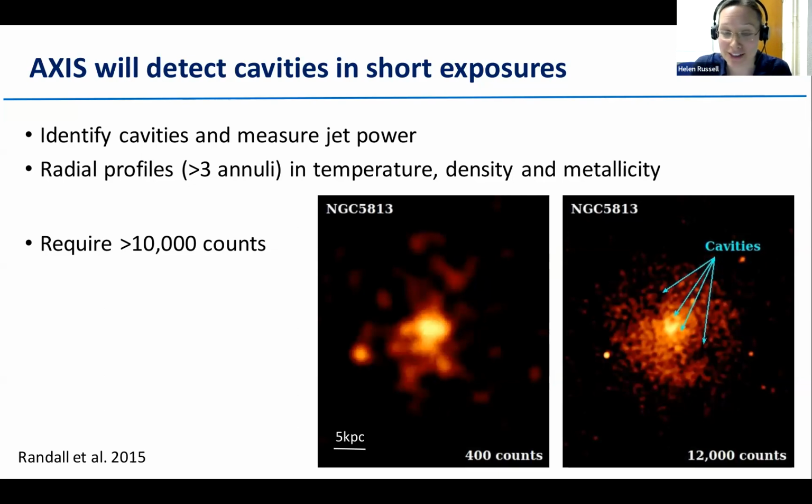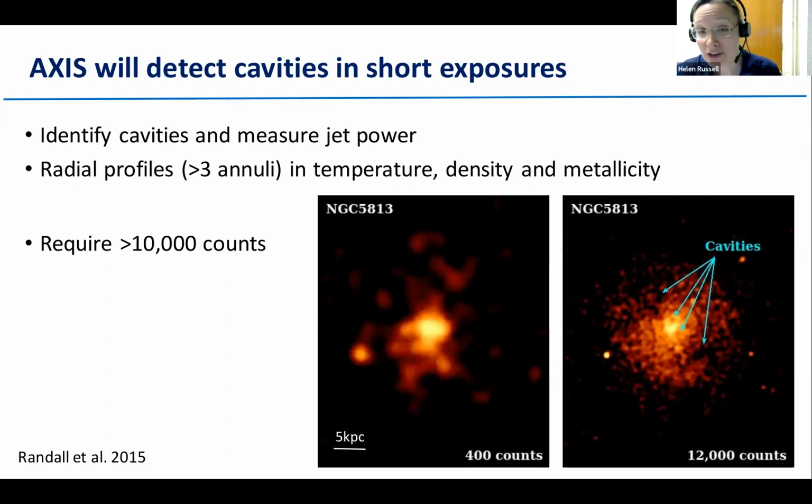But these are two little snapshots of NGC 5813. The one on the left is demonstrating what you can do with 400 counts, the equivalent of the Chandra image. And really, I've had to heavily smooth this for you to be able to see anything here. You get a global measurement of the temperature. You get a very rough idea of the morphology.